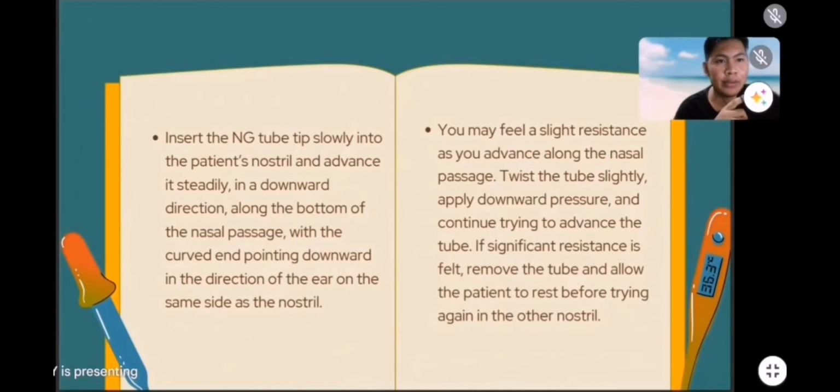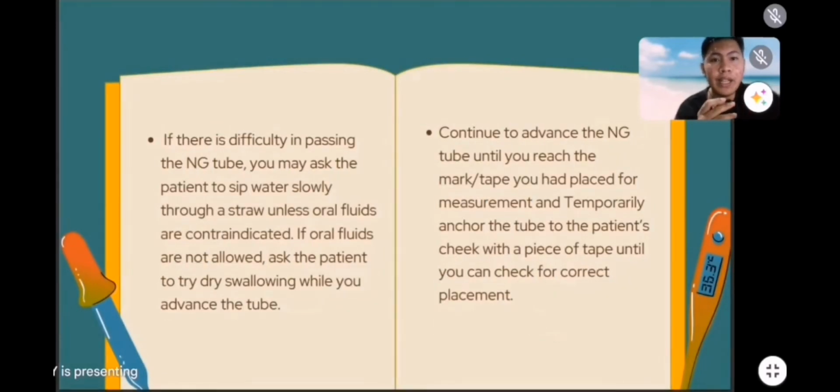You may feel a slight resistance as you advance along the nasal passage. You must twist the tube slightly, apply downward pressure on the tube, and continue trying to advance the tube. If significant resistance is felt, you must remove the tube and allow the patient to rest first before trying again on the other nostril. If there is difficulty passing the NG tube, you may ask the patient to sip water slowly so the NG tube is easily inserted through the nostril.